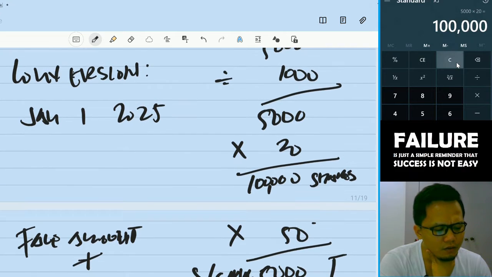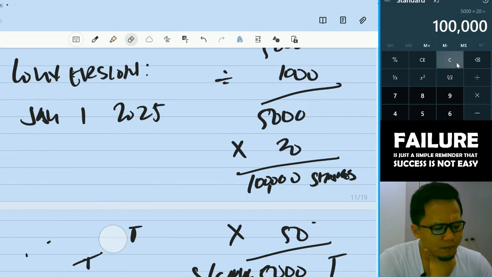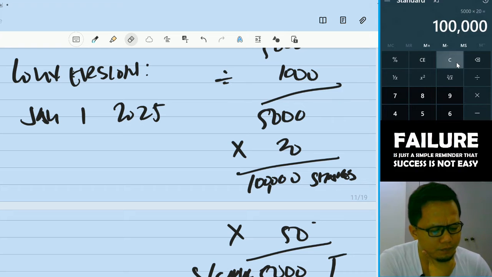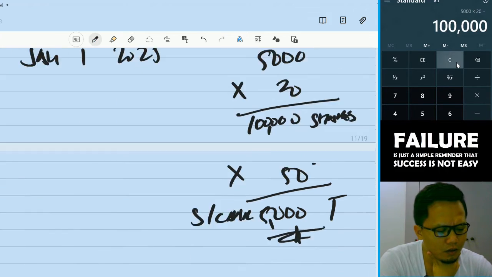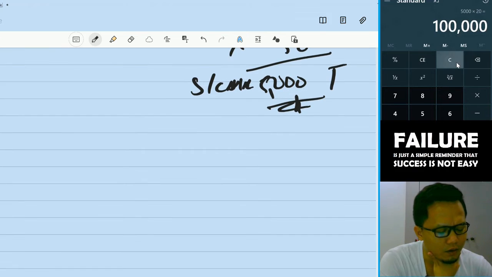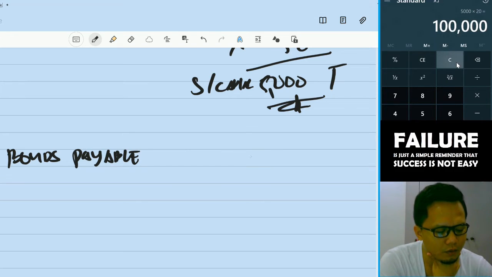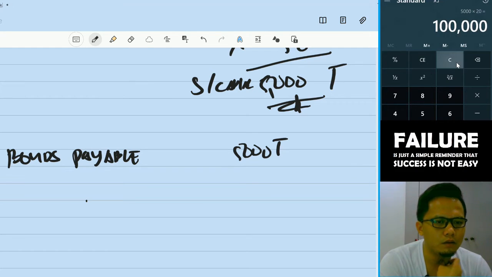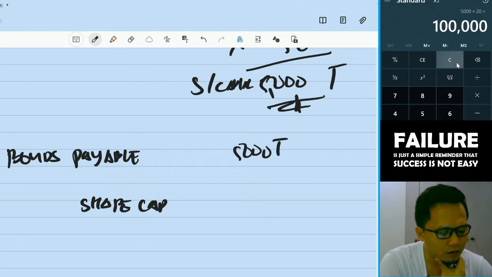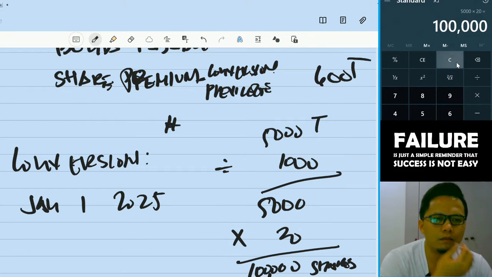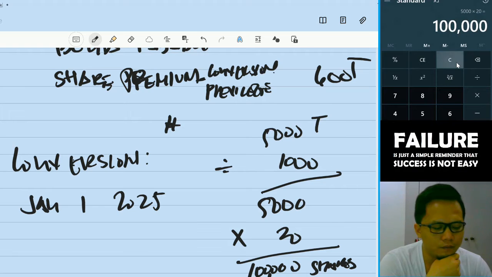Okay? So, now, the entry on January 1, 2025. Okay. So, number 1, we need to debit bonds payable at 5 million, which is the carrying amount equivalent to the face amount. Then, credit share capital at 5 million. Okay?